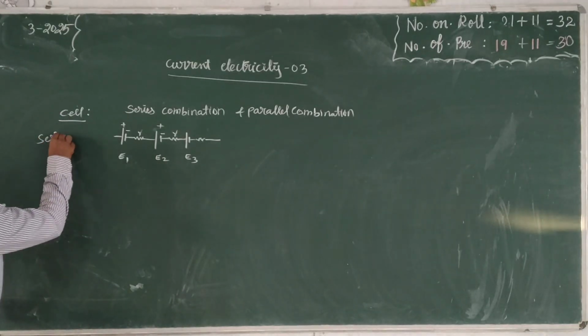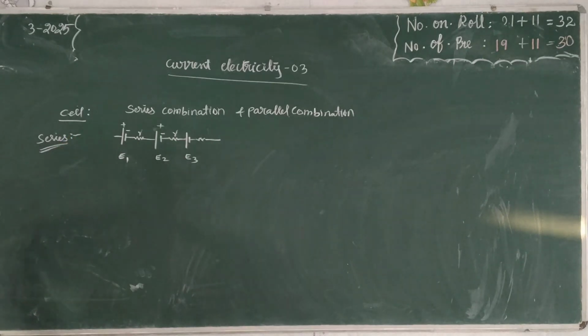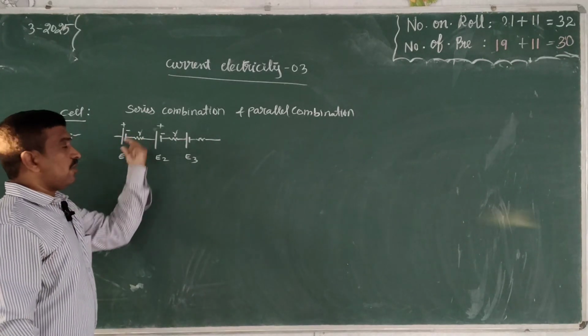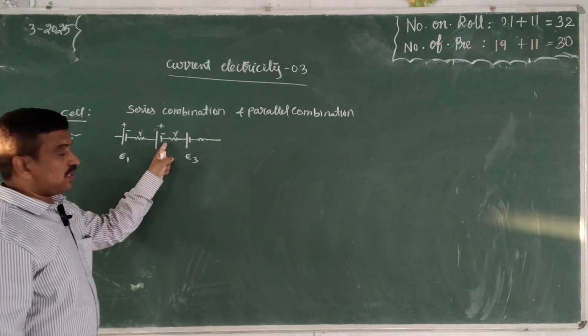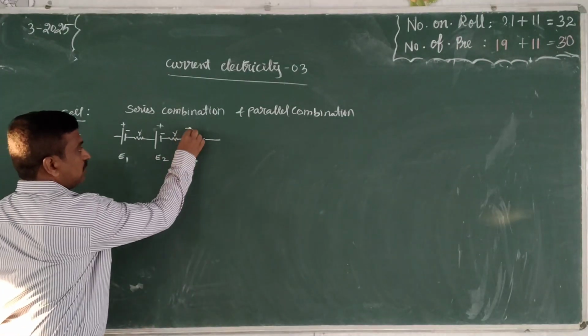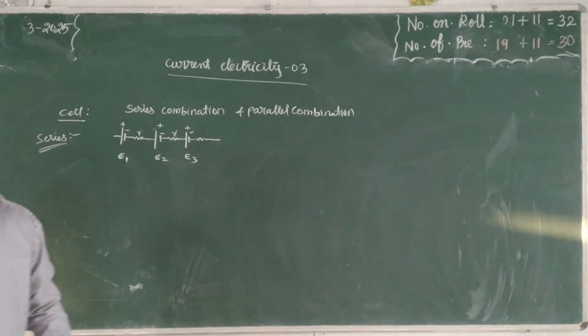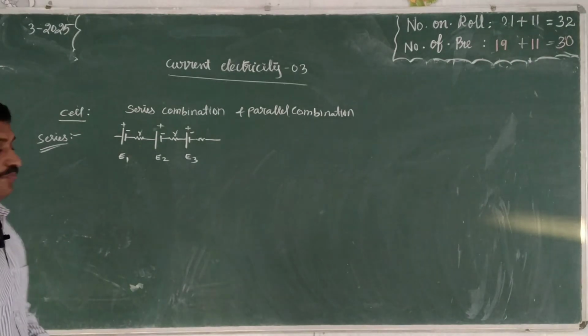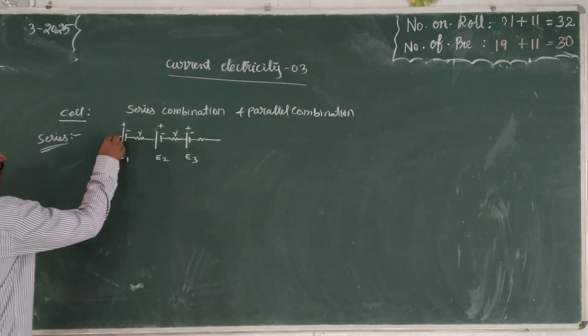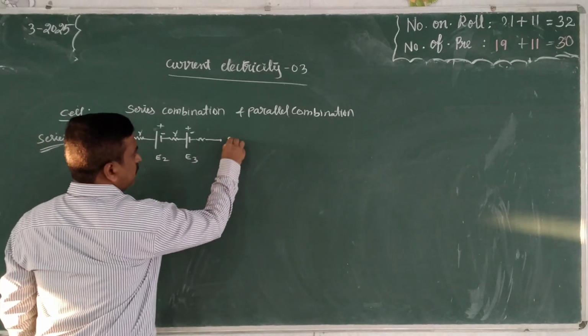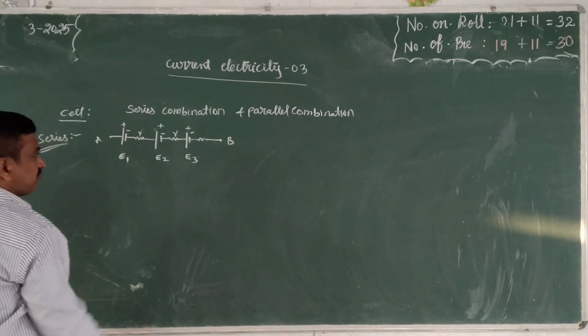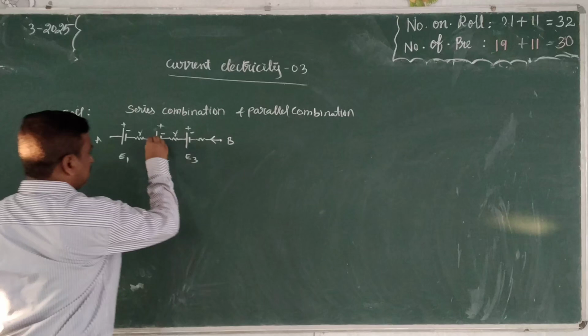See here, series connection means the negative terminal of the first cell is connected to the positive terminal of the second cell. The negative terminal of the second cell is connected to the positive terminal of the third cell. This combination we call a series connection. In this one, this is terminal A, and it is connected to B. Here the current is moving in this direction.